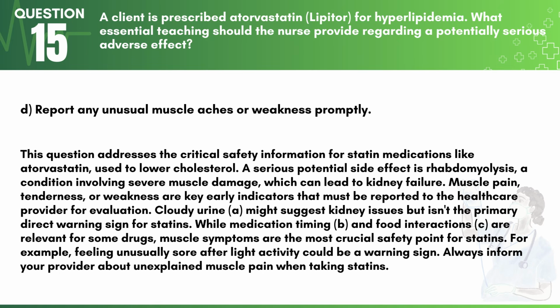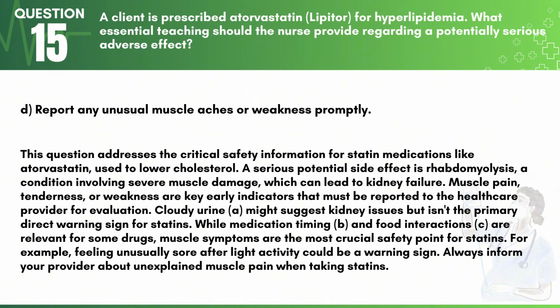Answer D. Report any unusual muscle aches or weakness promptly. This question addresses the critical safety information for statin medications like atorvastatin, used to lower cholesterol. A serious potential side effect is rhabdomyolysis, a condition involving severe muscle damage, which can lead to kidney failure. Muscle pain, tenderness, or weakness are key early indicators that must be reported to the healthcare provider for evaluation.